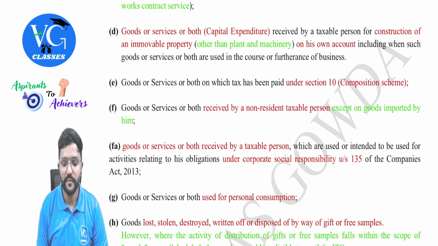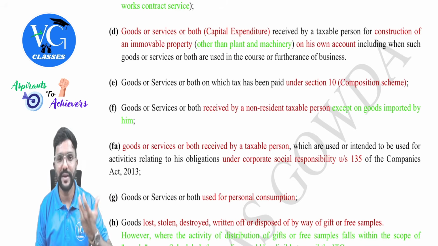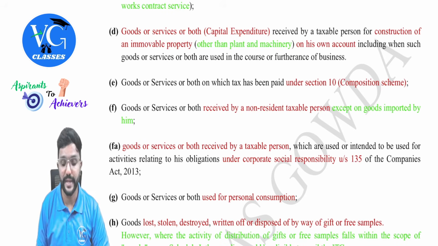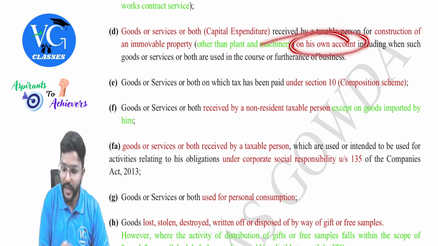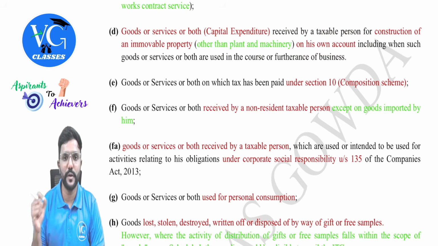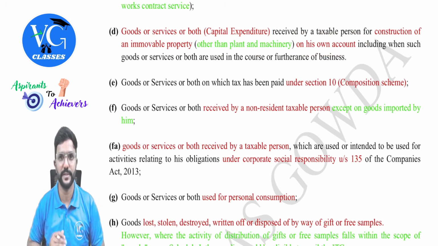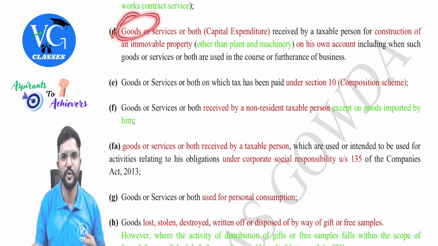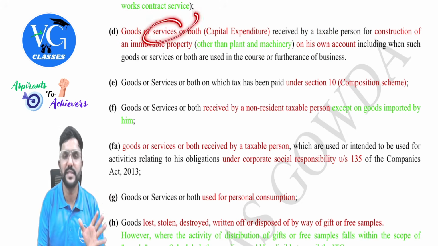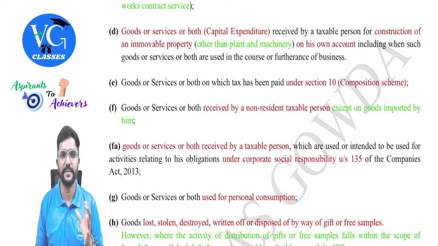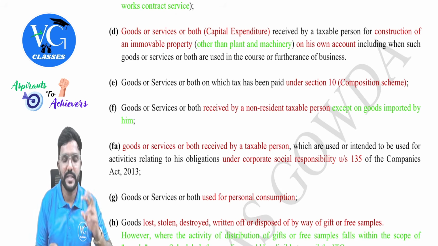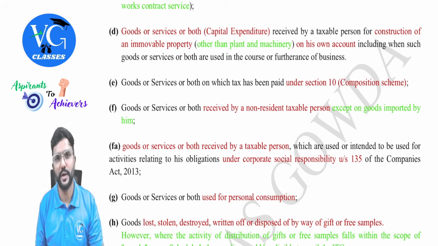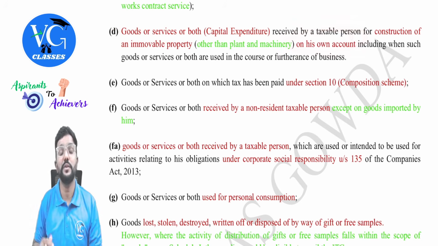Goods or services or both, which is capital expenditure in nature, which is received by a taxable person for construction of an immobile property other than plant and machinery. So for plant and machinery, credit is available. Okay, sir. On his own account, including when such goods or services or both are used in the course or furtherance of business. Assume, guys, I have purchased various goods which are used in the construction, or services like architect or interior decoration or anything. I have taken them in order to construct my office building or factory building. So for whatever GST I have paid on the purchase of goods or services, credit is blocked. Even if it is for my own account, even though the building is used for my business, credit is blocked.